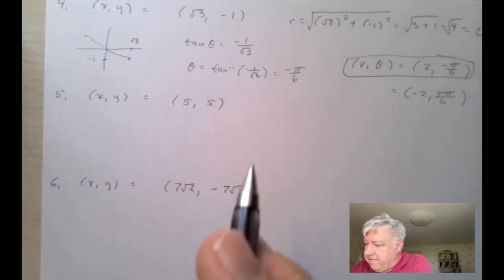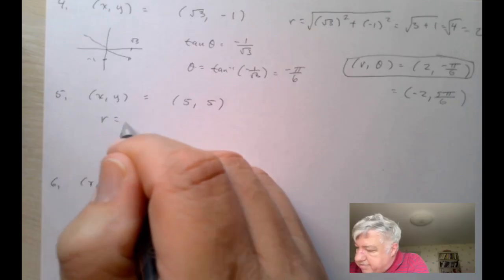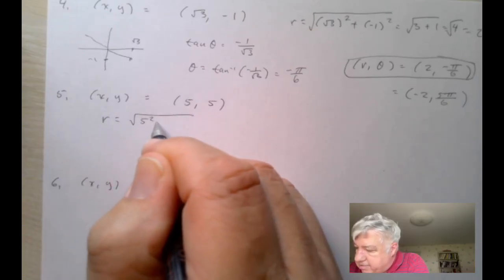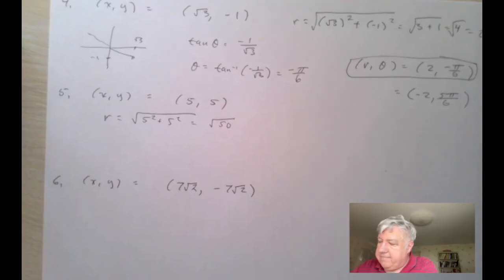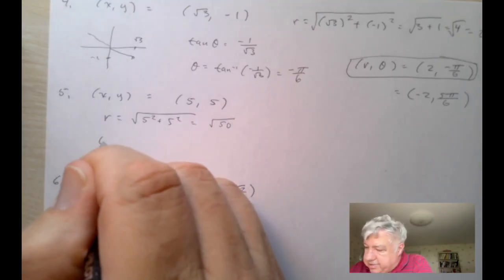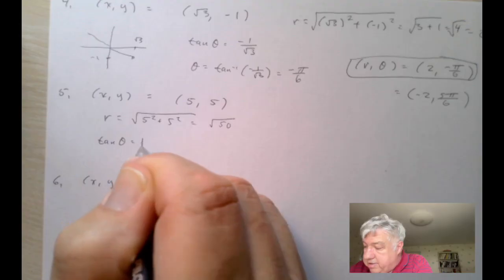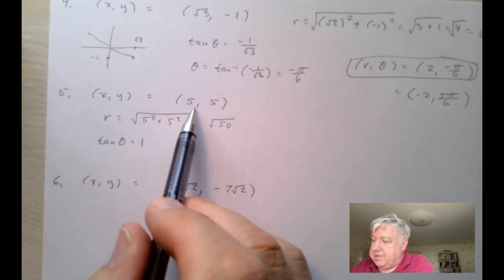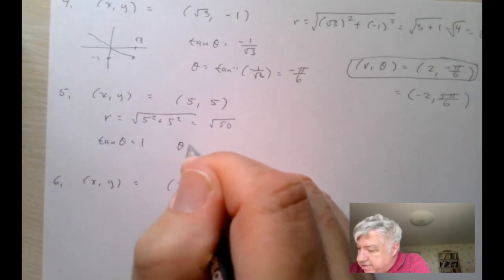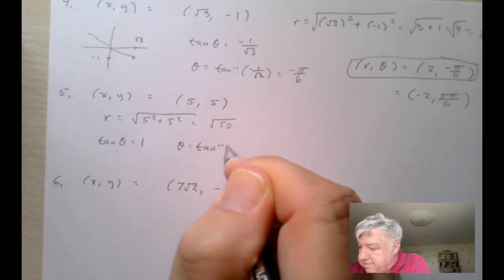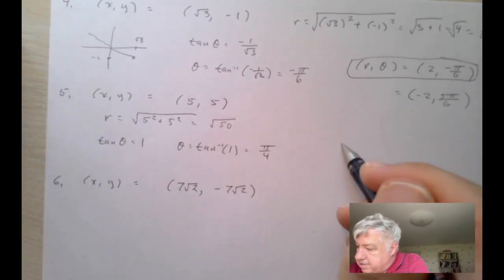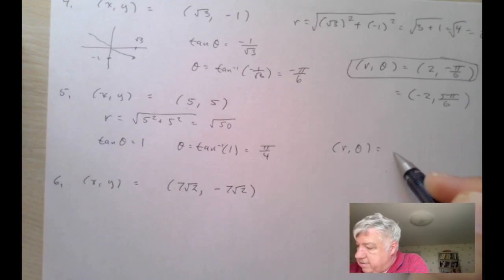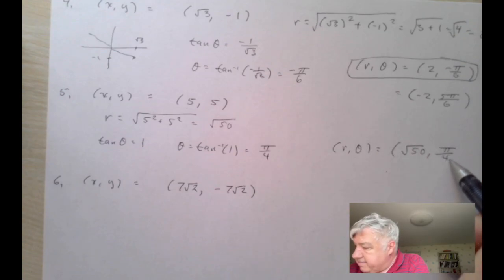x, y equals 5, 5, so r is going to be the square root of 5 squared plus 5 squared. So this is going to be the square root of 50. And then the tangent of theta is 1. x is positive, so theta is going to be the inverse tangent of 1, which is pi over 4. So r, theta will be square root of 50, pi over 4.